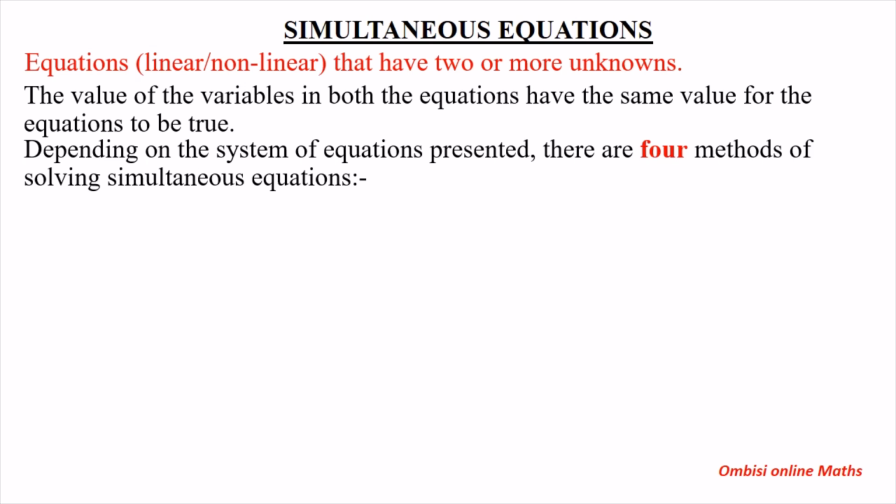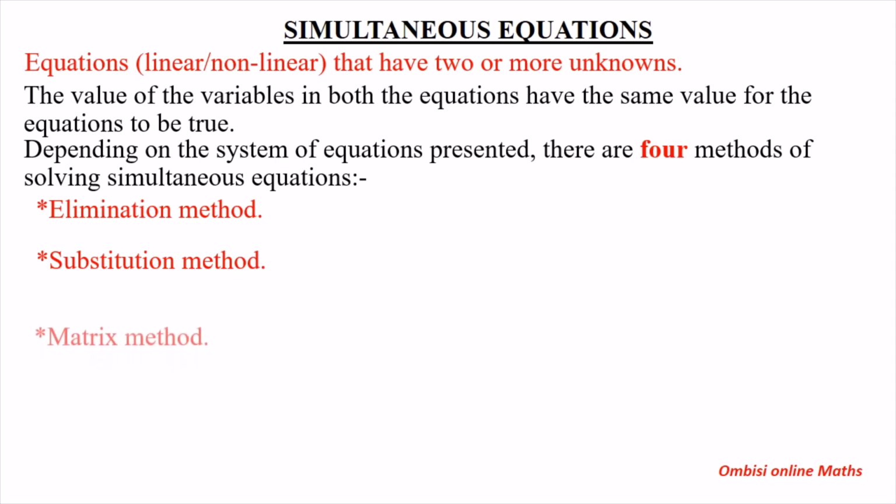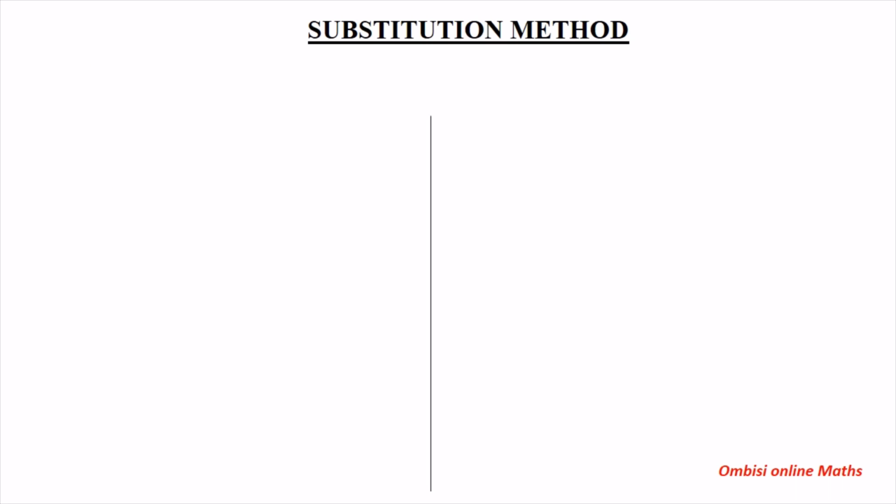Now, depending on the system of equations presented, we established that there are four methods of solving simultaneous equations. Last time we looked at the elimination method. Today we are going to look at the substitution method. There is also the augmented matrix method, or solving using matrices, and there is the graphing method. Now let us delve deep into the substitution method and see how it is used.